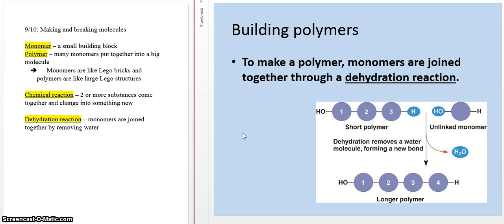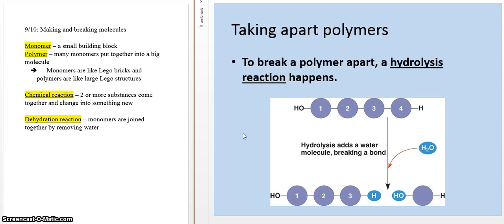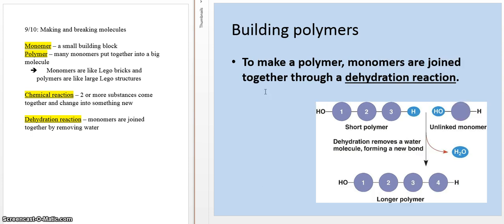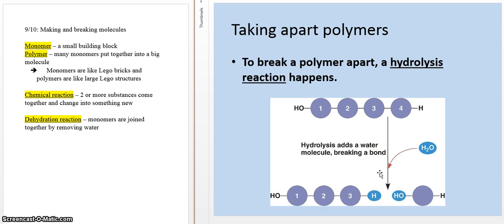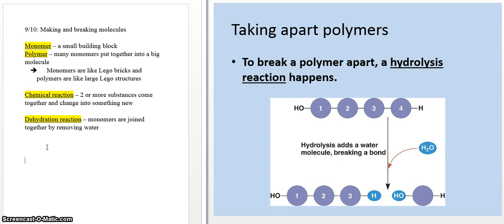Now, if you have a big polymer and you want to break it apart, you've got to do the opposite. You do a hydrolysis reaction. So in this case, you've got this big molecule. You want to break it apart into smaller pieces, you would add water. That cuts it into two different pieces. So for dehydration, we took out water and put the molecule together. For hydrolysis, we added water and broke it apart.